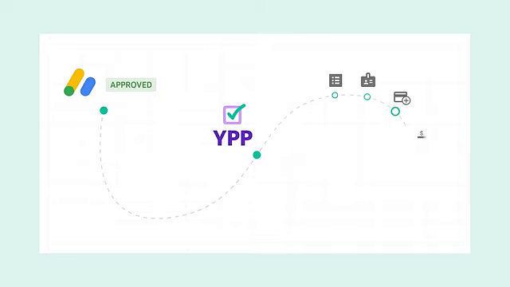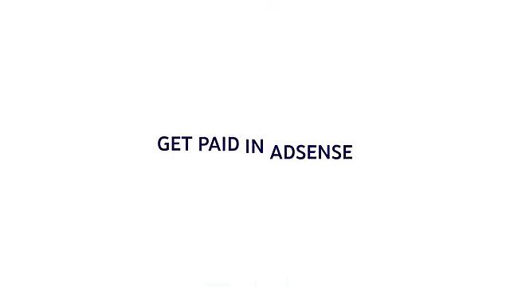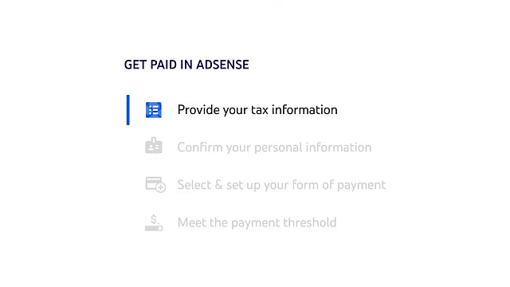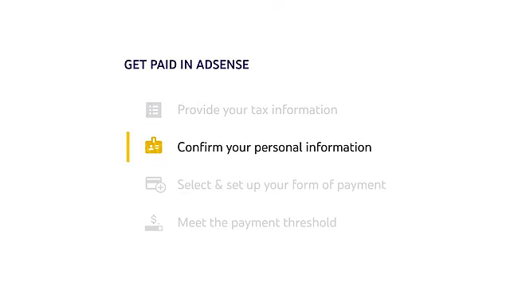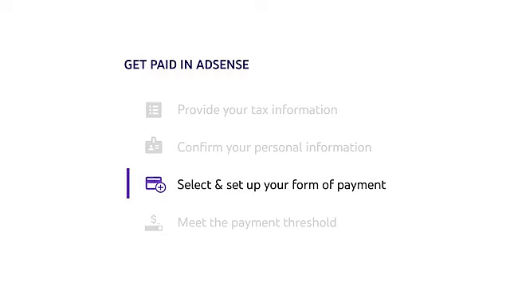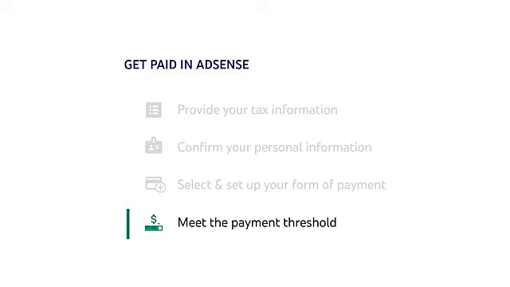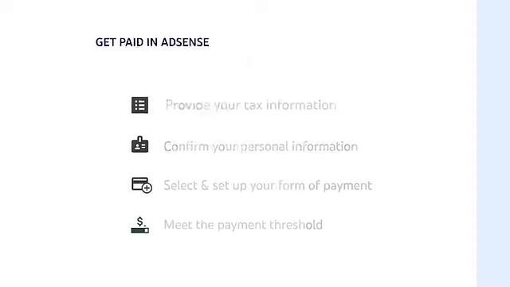Once your AdSense account is set up and approved, and you're accepted into the YouTube Partner Program, there are still a few steps you need to take before getting paid. To get paid in AdSense, you'll need to provide your tax information, confirm your personal information, select and set up your form of payment, and meet the payment threshold. Let's walk through each one of these steps.